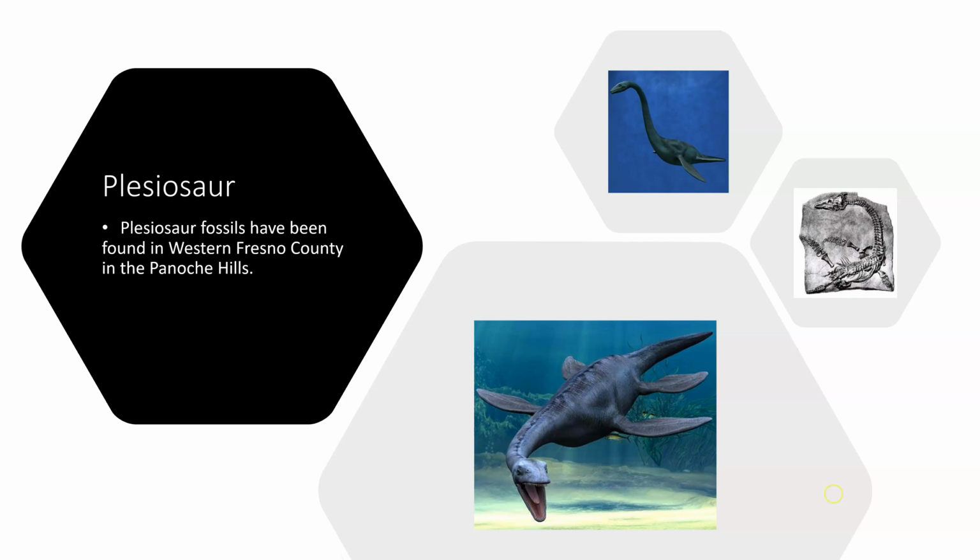So Plesiosaur was one of those animals whose fossils have been found in western Fresno County, particularly in the Panoche Hills area near I-5. So we're looking at West Fresno County, where we saw a lot of plesiosaurs, indicating that there had to have been some sort of water there at some point so that these guys could swim.